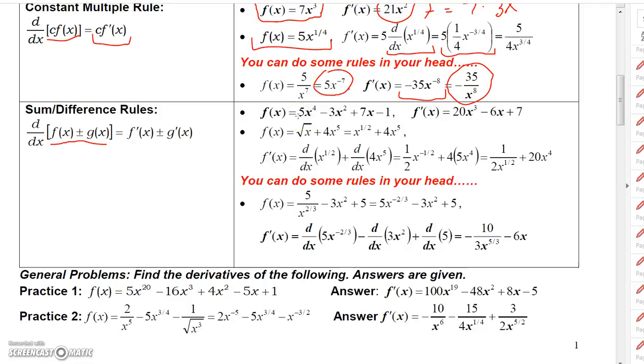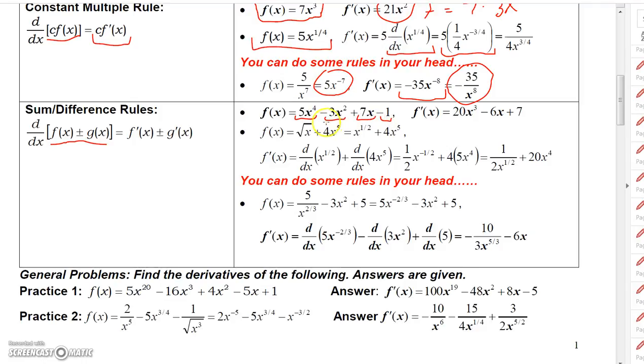So for instance, if I have 5x to the 4th minus 3x squared plus 7x minus 1, now I didn't write out that I was going to take the derivative of this minus the derivative of this plus the derivative of this minus the derivative of this, but I just went ahead and did it. So to get the answer, I know I can take the derivative of each of these four terms. So that's all I'm going to do.